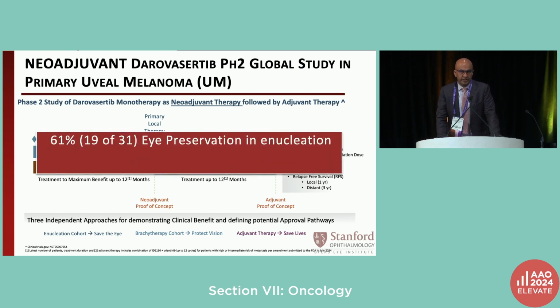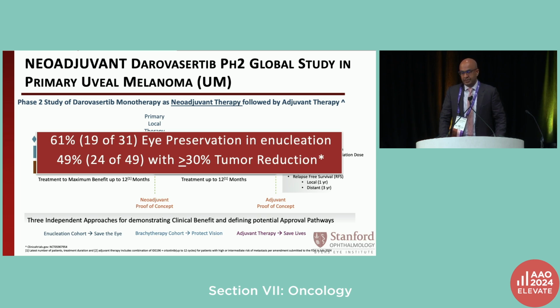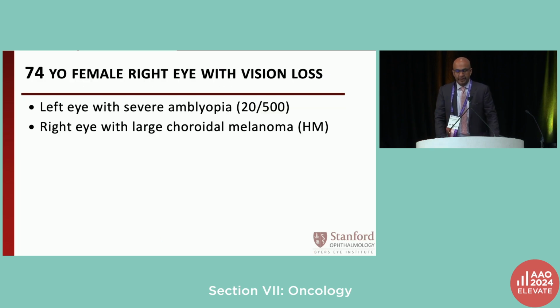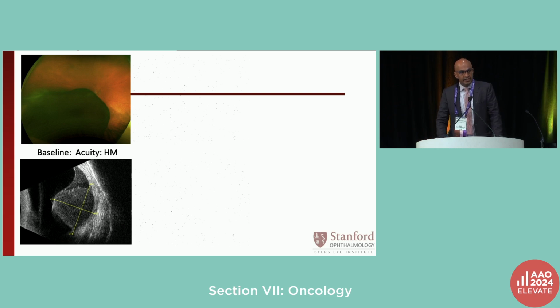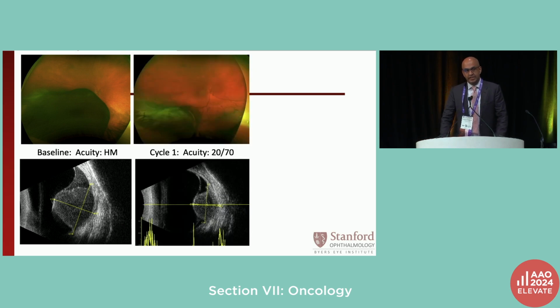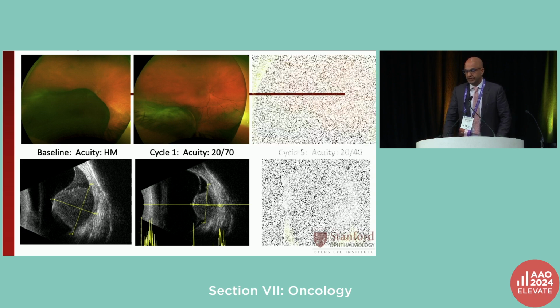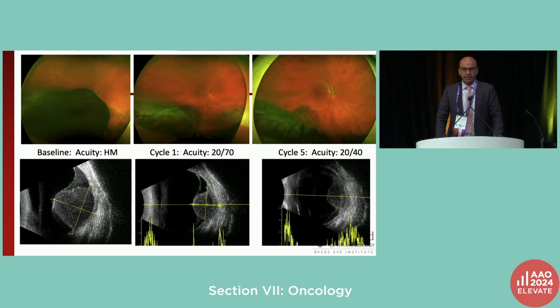Interim analysis of this phase 2 study shows that 61% of eyes that were destined for enucleation have so far been preserved, and about half the patients have seen a significant reduction in tumor volume. One of our patients came in with vision loss in the right eye, and she has severe amblyopia in the left. In the right eye, we see this very large melanoma covering the visual axis, with a height of 13 millimeters. This eye might be enucleated. On this twice-a-day oral medication, after 1 month, we can see significant shrinking of the tumor and improvement of vision, and after 5 months, even reduction of subretinal fluid, and now we're planning radiation therapy.